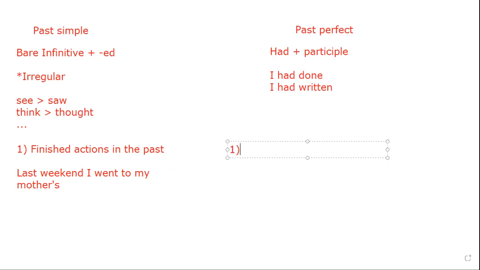Then for the past perfect, and this is very important, we use it for finished actions before a past simple action. So what do we mean by before a past simple action? With before, I am referring to the chronological order, meaning that it is prior to that past simple action.